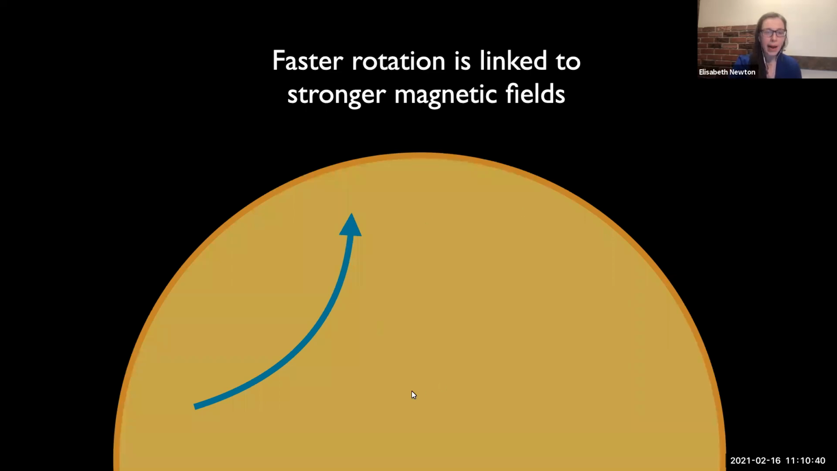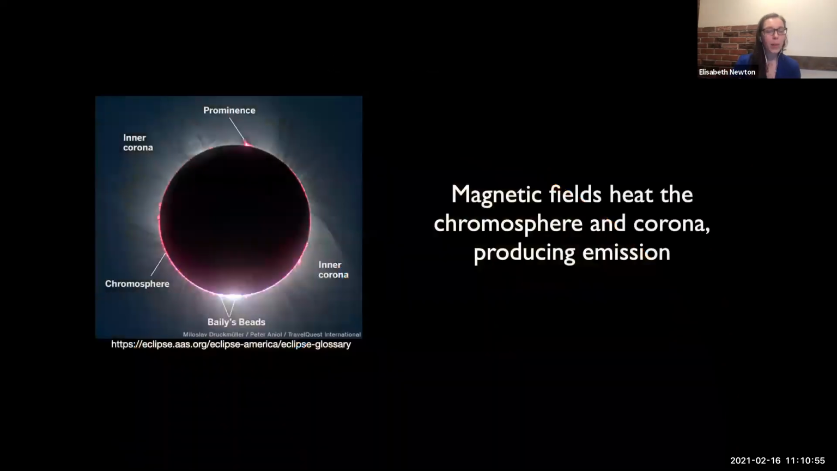There's a couple of things that I want you to know before we get started. The first is the connection between stellar rotation and magnetic fields. Overall, faster rotating stars have stronger magnetic dynamos and stronger magnetic fields. A practical way to probe the magnetic field or the magnetic dynamo is by looking at magnetic activity. Magnetic fields heat the chromosphere and the corona of the star, and we observe this emission in these outer layers. And this gets called, just broadly speaking, magnetic activity.